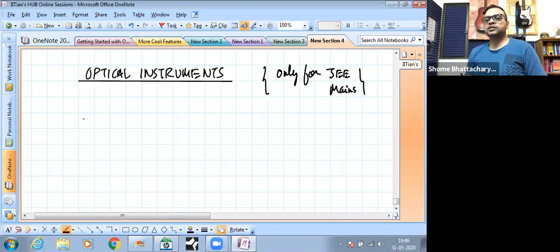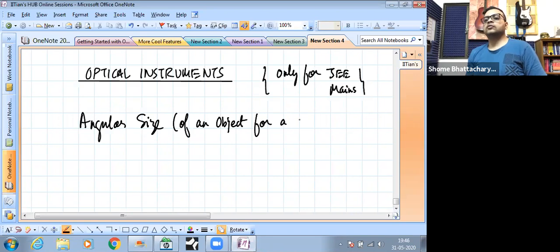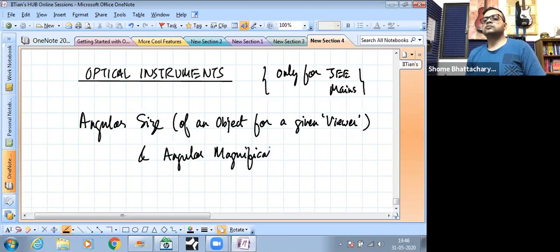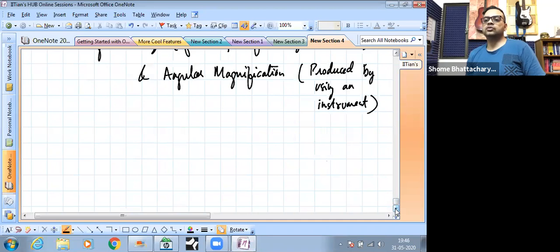So optical instruments, the first thing we need to understand is angular size of an object for a given viewer. And from that, the concept of angular magnification, which is produced by using an instrument to see it. So let's understand these two concepts.